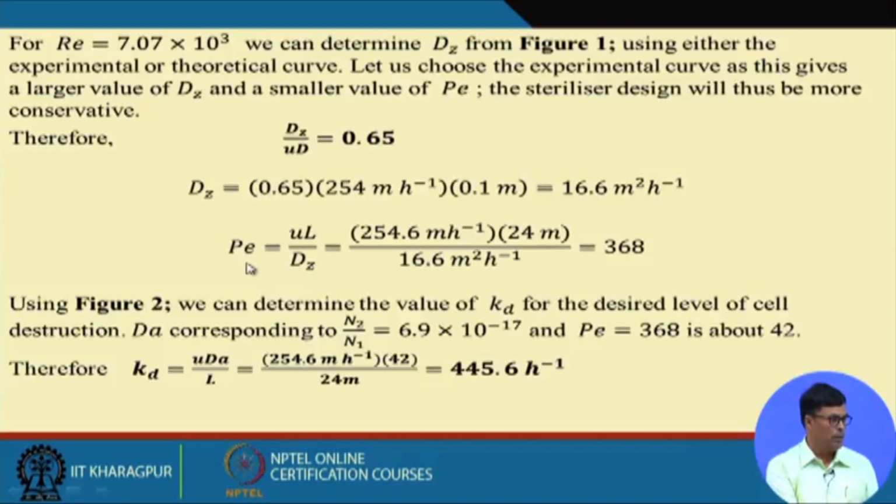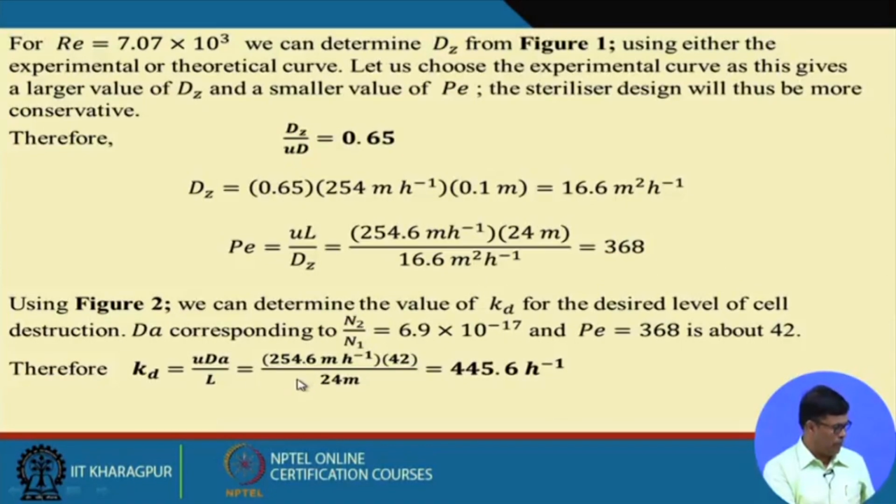Then your Peclet number is equal to UL by dz. U is the velocity, 254.6 meter per hour, into 24 meter, the length of the tube, divided by the dz value, and you will get 368.